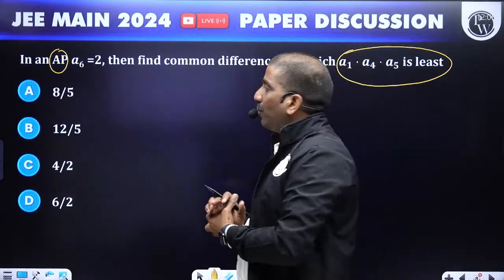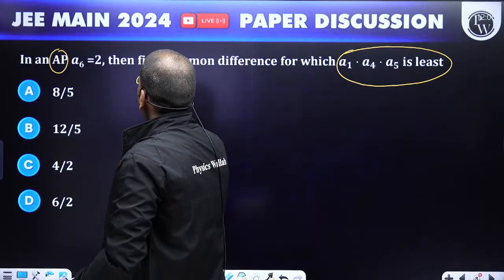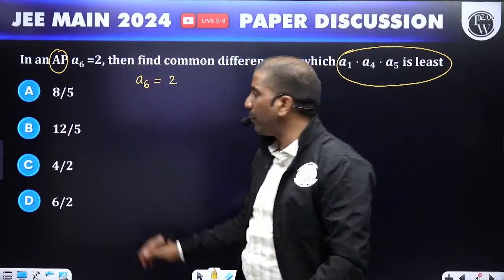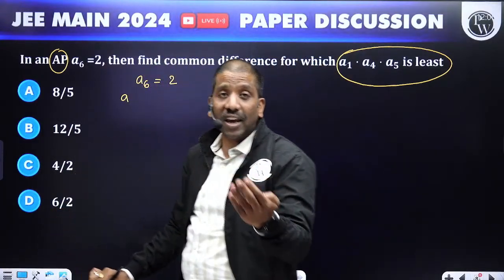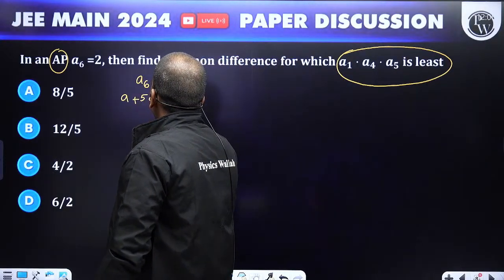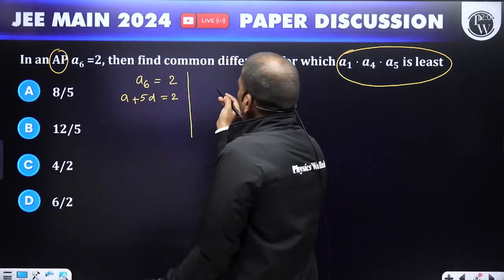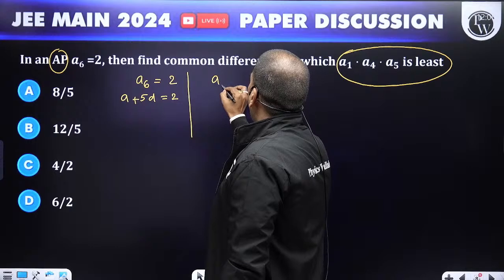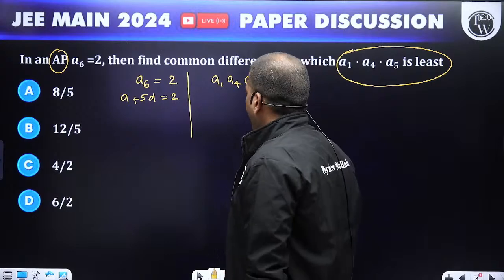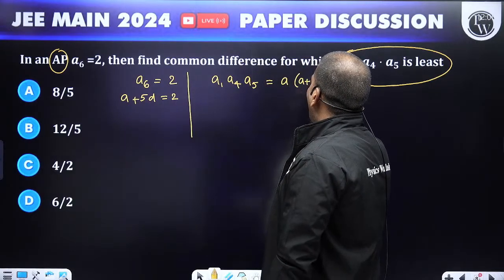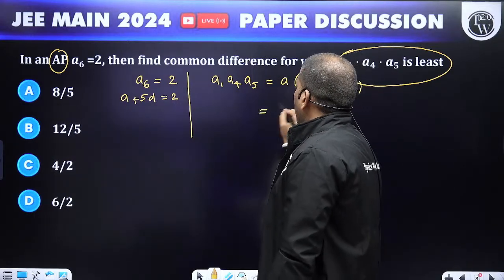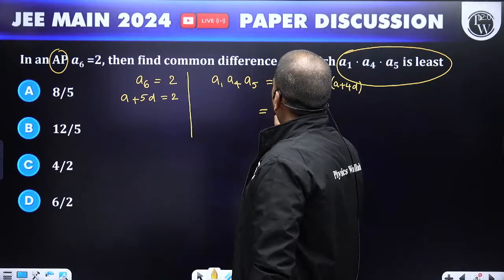So what we will write here, A6 is equal to 2, my dear students. What is A6? In AP, generally, we take the first term as A and the common difference as D. So then it is A plus 5D. A plus 5D is equal to 2. What is our function? The function is A1, A4, A5. What is A1? A1 is nothing but A. A4 is A plus 3D. A5 is A plus 4D. Right? Yes. What is A? A is 2 minus 5D.